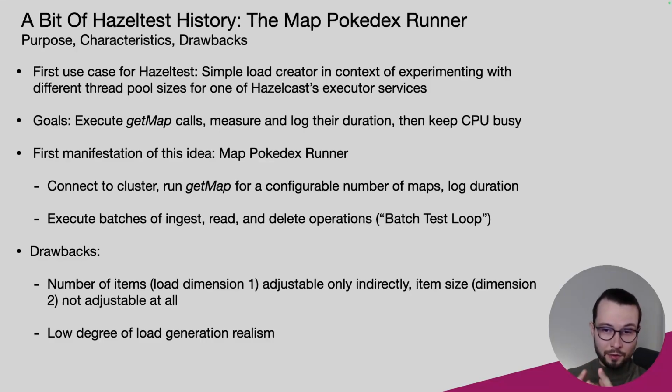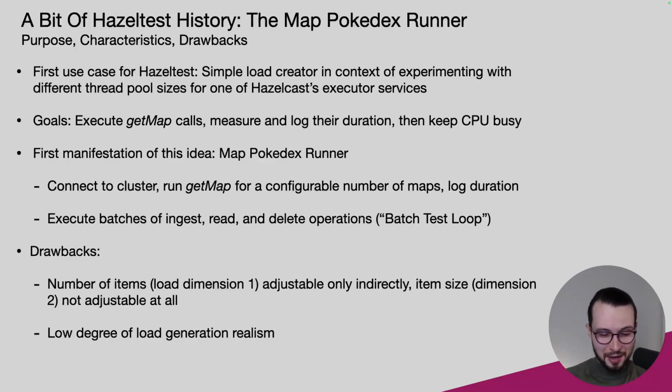But due to its simplicity, the functionality had its drawbacks kind of already built in. The first one of those drawbacks being that the number of items, that being load dimension 1, was adjustable only indirectly. What do I mean by that? Well, the Pokedex Runner is called the quote-unquote Pokedex Runner for a reason, right?